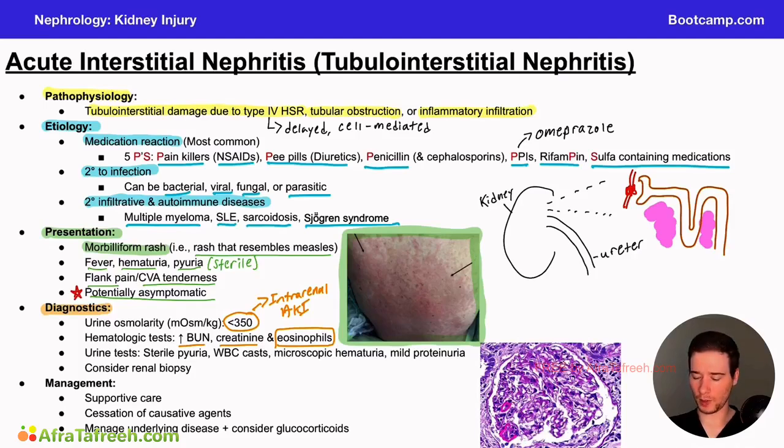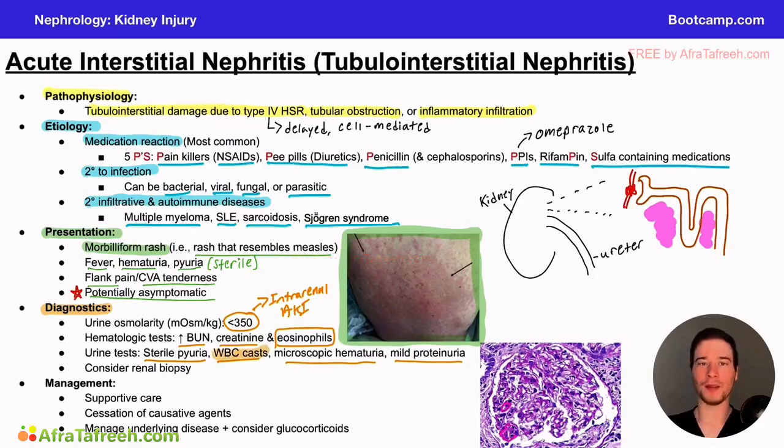So again, we have that term sterile pyuria here. So this means that there's white blood cells in the urine. However, there's not necessarily the presence of bacteria. We can also see white blood cell casts, microscopic hematuria, and mild proteinuria. So these are all things that we would expect to see in any kind of kidney damage, right? You can start to see some red blood cells potentially, some protein potentially, but the one that they most commonly give you in question stems as a clue is going to be the white blood cell cast.